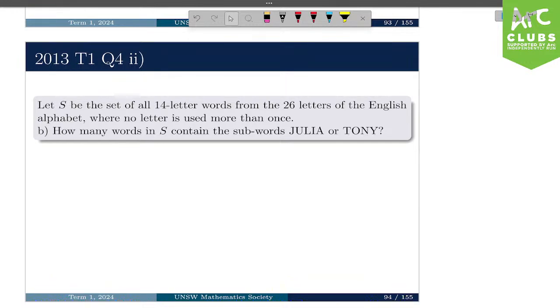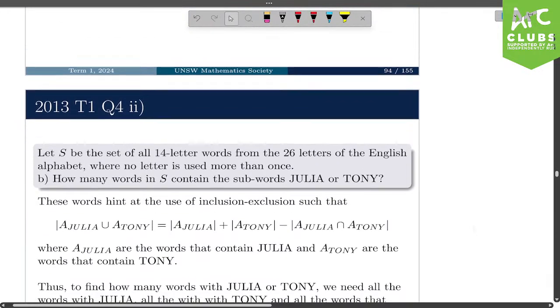We're back to the same premise. A set of all 14 letter words, 26 letters of the English alphabet. So question B is, how many words in S contain the subwords Julia or Tony? So this "or" here is very important. So how many words contain Julia or Tony?